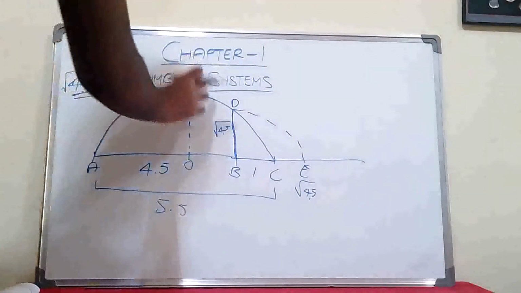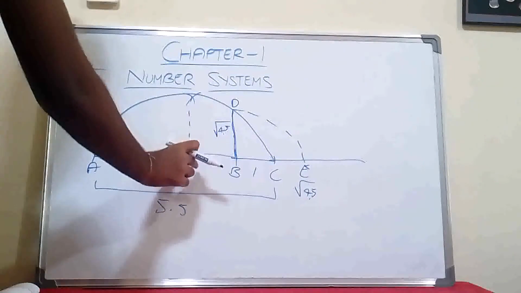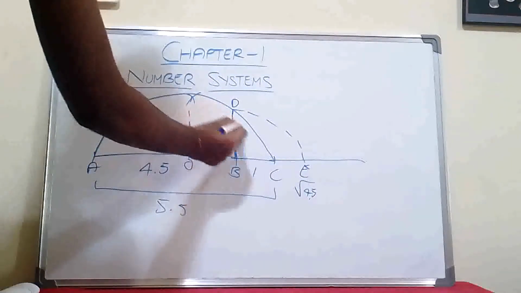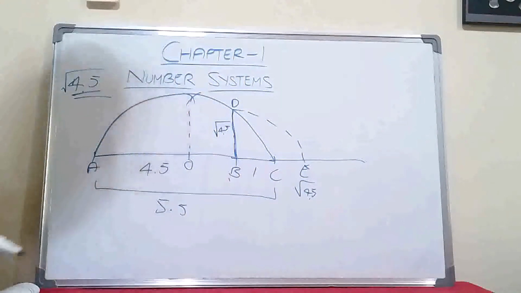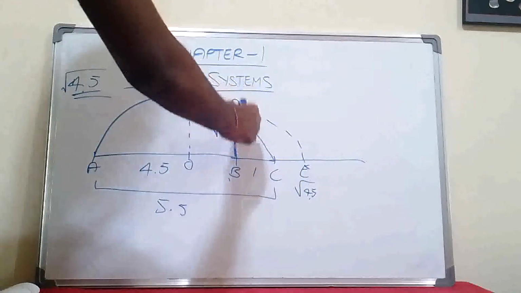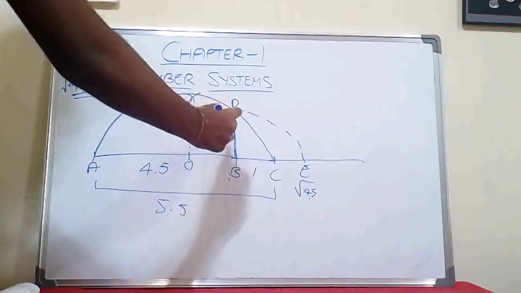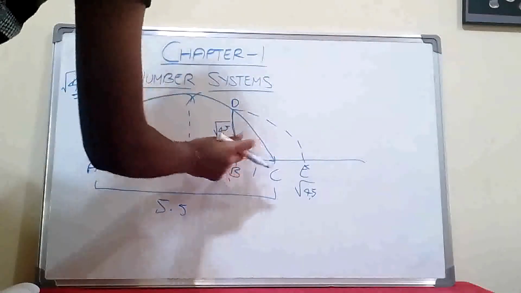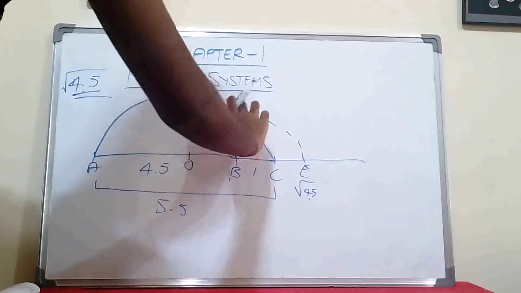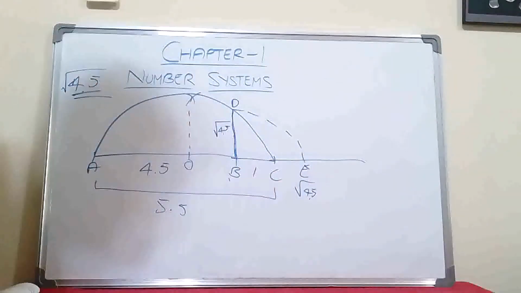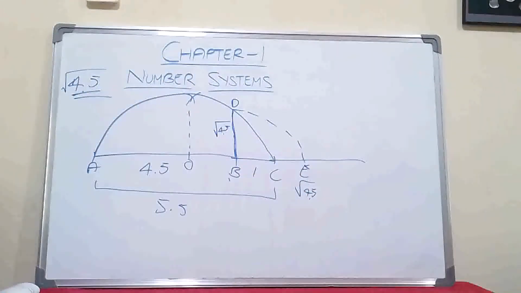We get O. With O we make a semicircle, and then we connect B to the semicircle at a point called D. This line is of length root 4.5. Then we keep our compass needle on B and our pencil on D, and we cut an arc. We get the point E. This is going to be root 4.5. This is how we mark the root of a decimal on a number line.